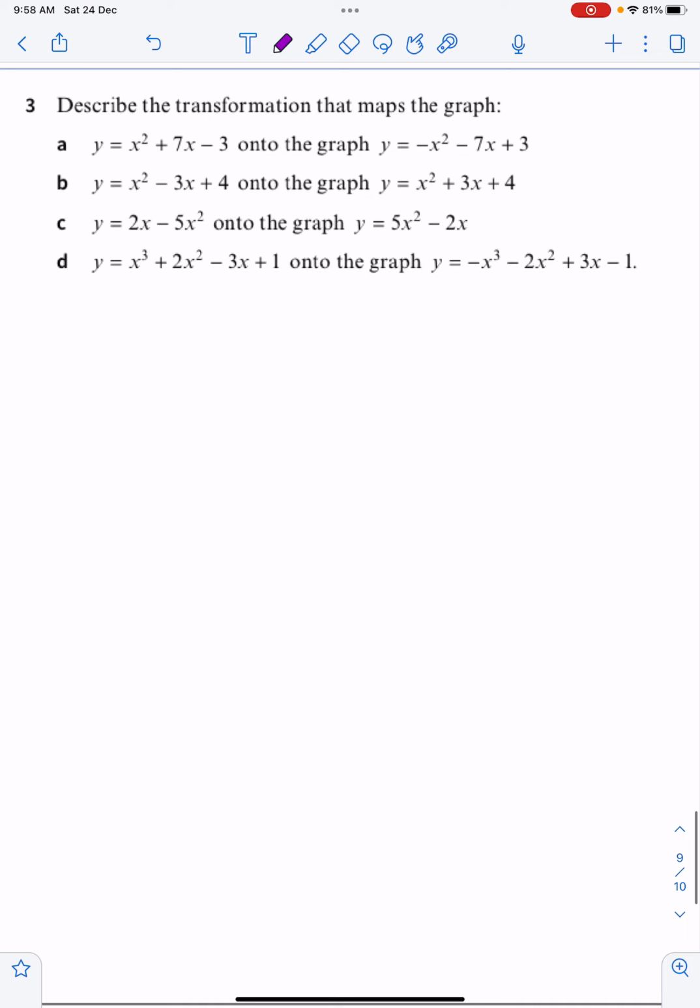Moving on to the next question, which is: describe the transformation that maps the graph of this onto the graph of this. If you notice here, they have actually changed the sign of every single term. This was positive, it has become negative, positive, negative, negative, positive. That means they have multiplied the whole of this equation by a negative. That means it's a reflection in the x-axis. A part, it's reflection in the x-axis.